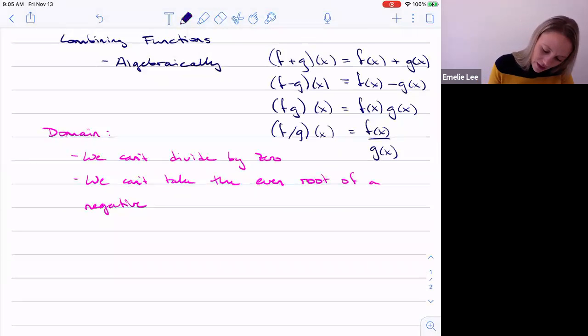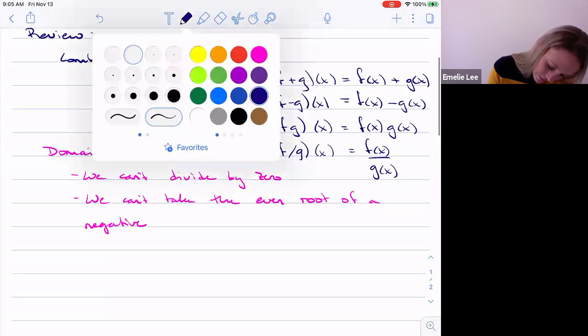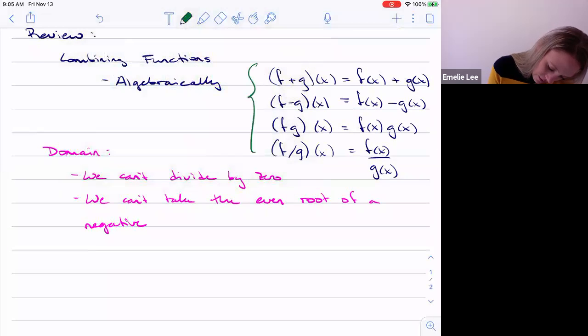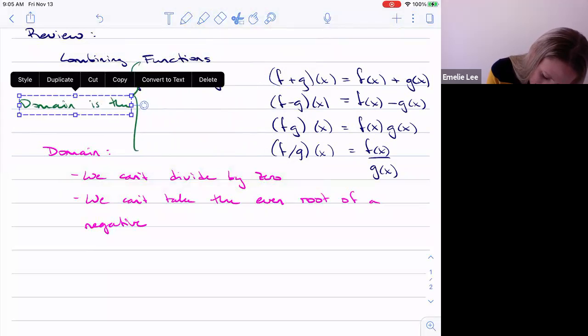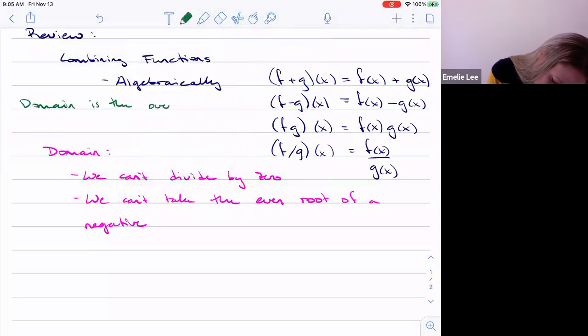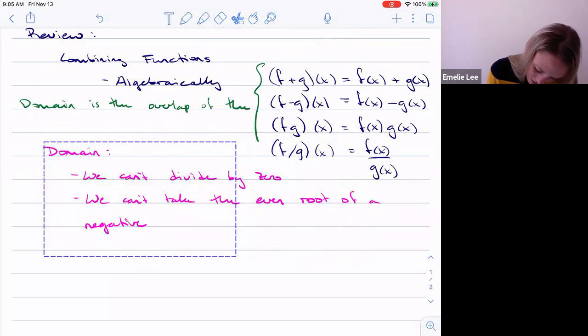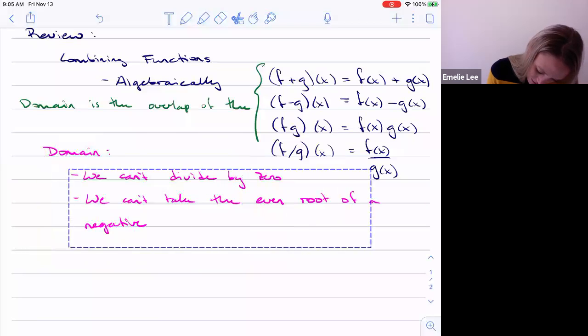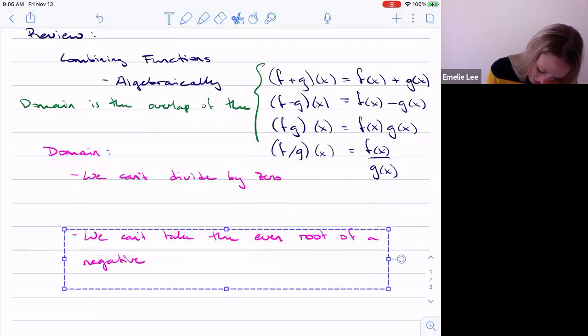So to find the domain of all these algebraically combined functions, what we do is find the overlap of the domain of f and the domain of g. So the domain is the overlap of the domain of f and g. In fact, I'm going to scooch this over a bit, and bump this down a bit.